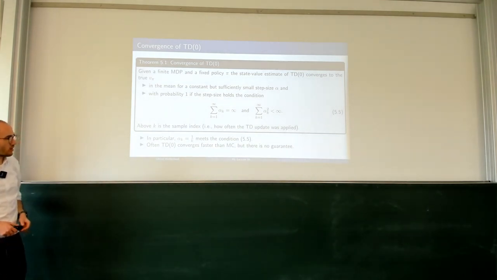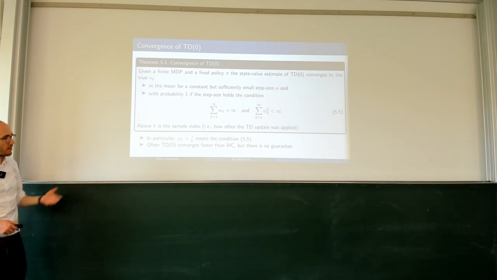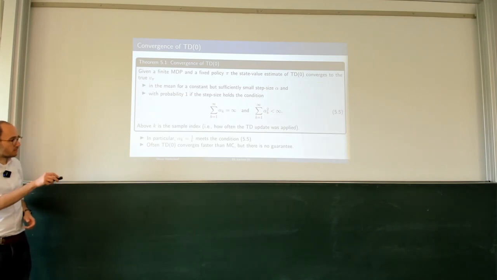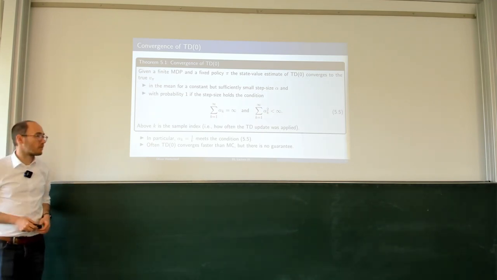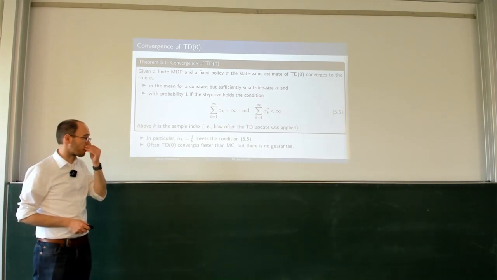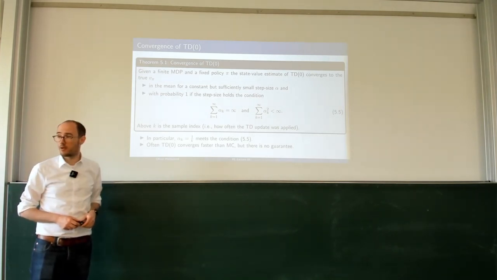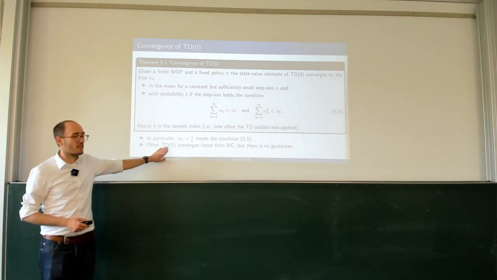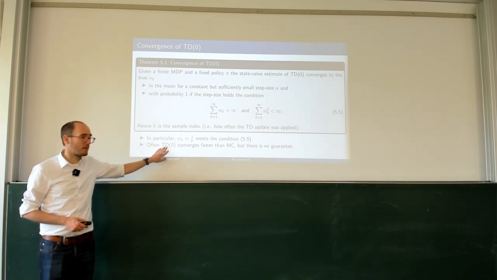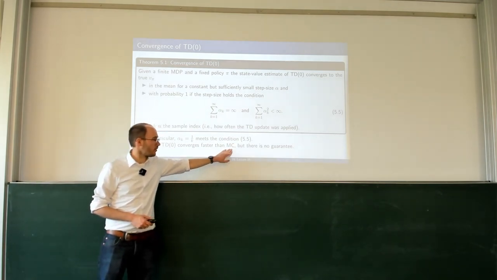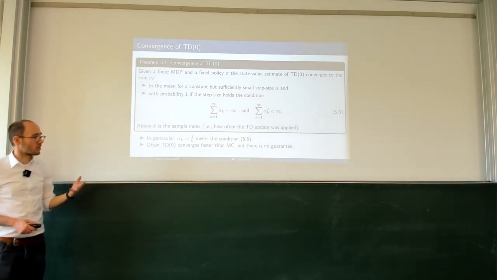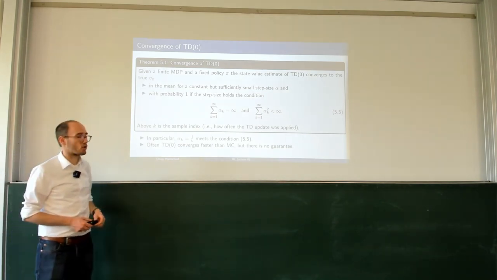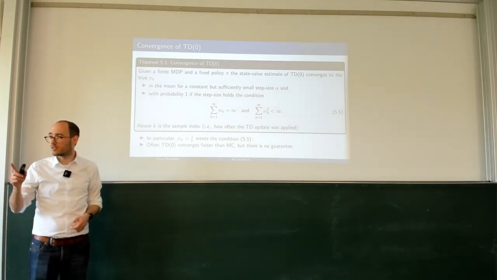Often TD(0) converges faster than MC, but there's no guarantee, and the forest tree MDP even gave us a contrary example where Monte Carlo was as fast as TD(0). We will see in the exercise next week, where we will also compare TD against Monte Carlo, an example where TD(0) indeed is much faster than Monte Carlo. But as I've said, this is an application characteristic, and it cannot be shown in general. It always depends on the application.